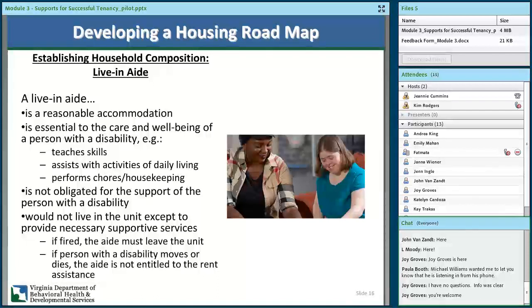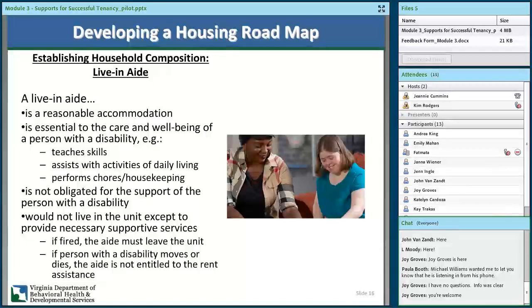Lastly, the live-in aide would not live in the unit except to provide necessary support services. Unlike a spouse or your girlfriend or roommate, the live-in aide would not otherwise have lived with the person. Live-in aides also do not do shift work and then return to their homes. Rather, they live with an individual with a disability. The individual's home is their 24/7 residence.